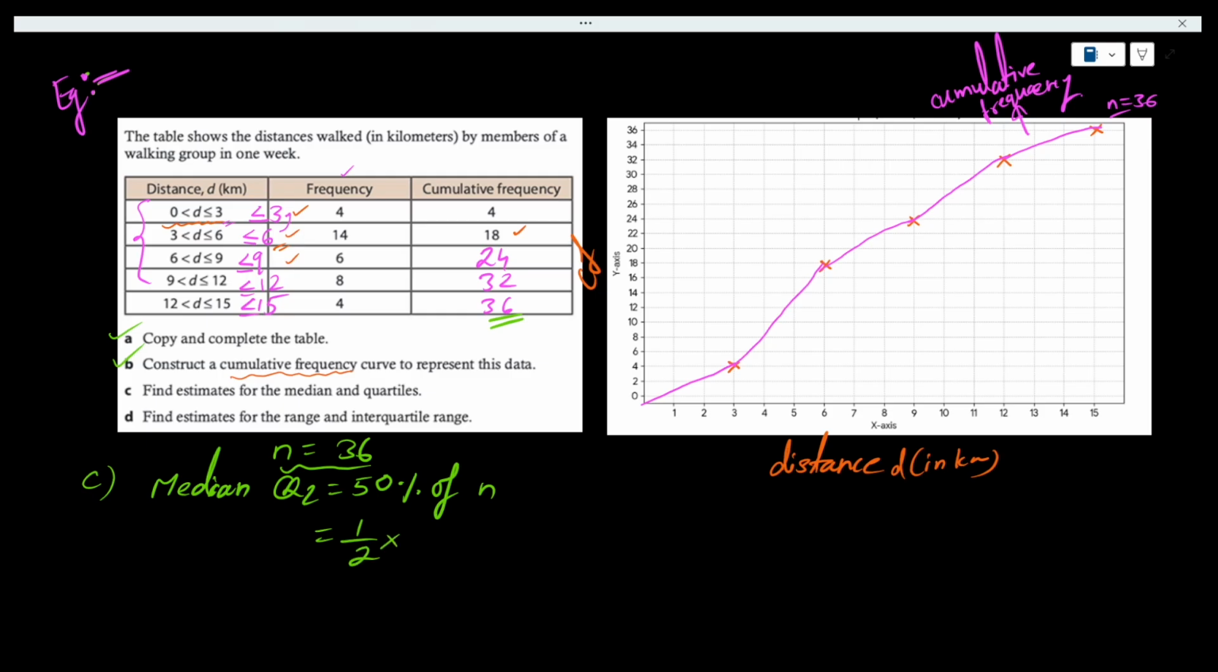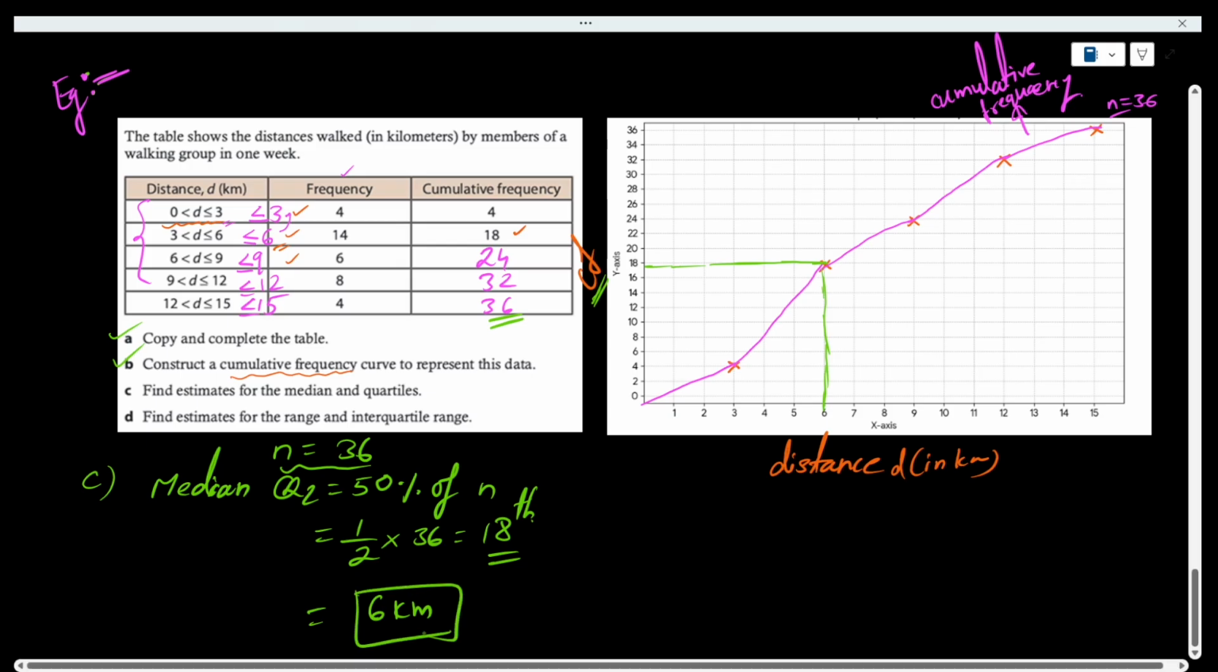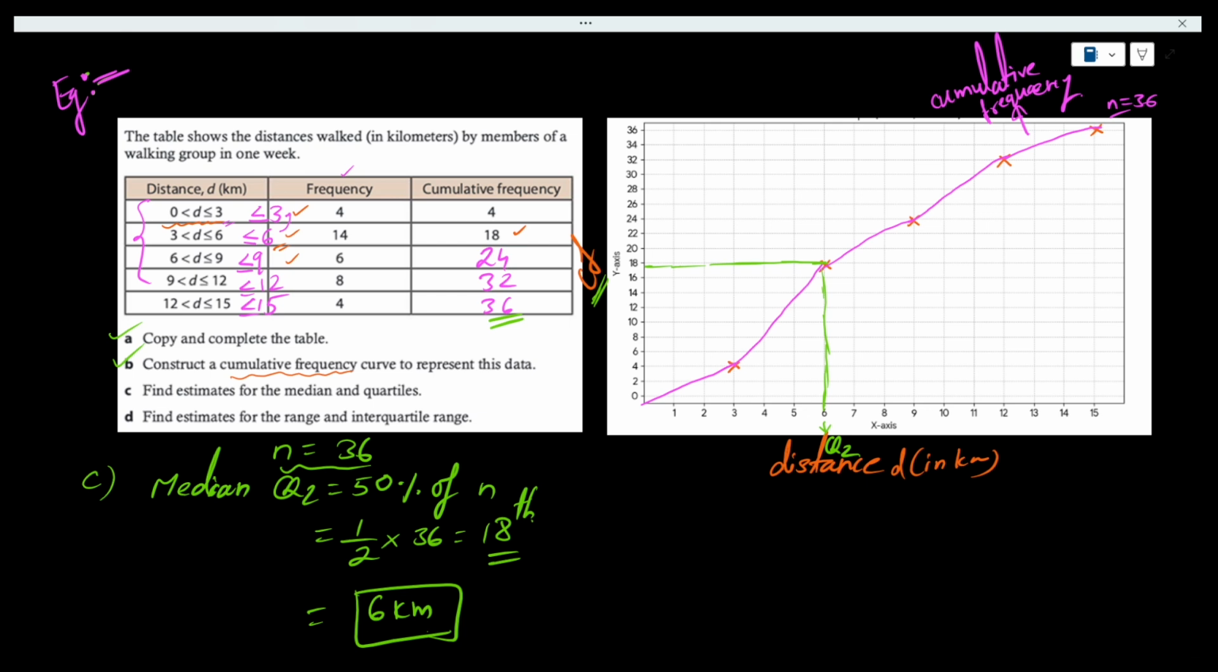So half of 36, which is the 18th value. Now the 18th value, whenever you are taking, you will take here, because this is your cumulative frequency, right? So here you are going to make the line and find the respective corresponding value. So the median is going to be 6 kilometer, because you will not write 18 here. The data on the x-axis is going to give you all the other values. Now what is quartile here?